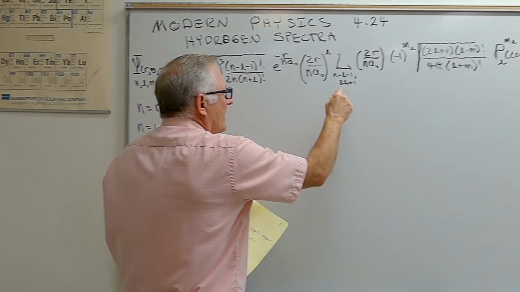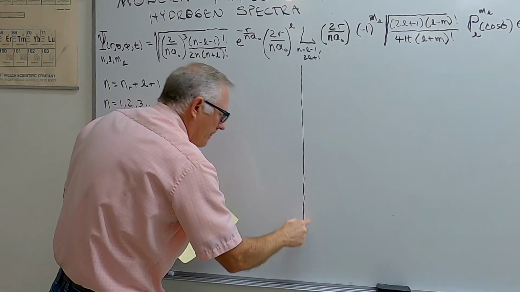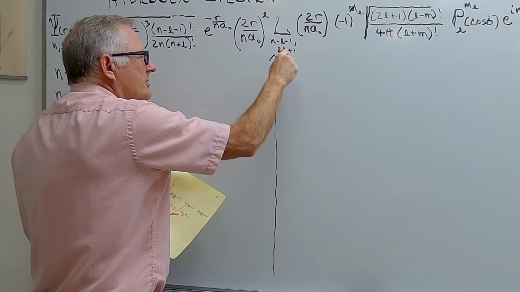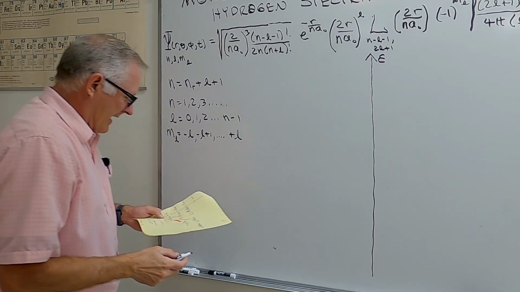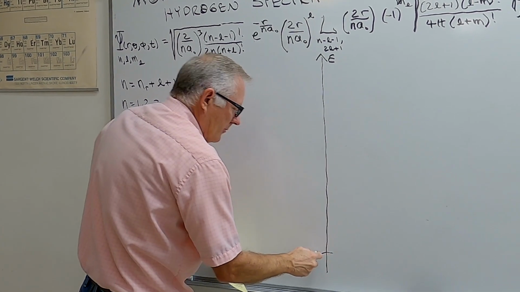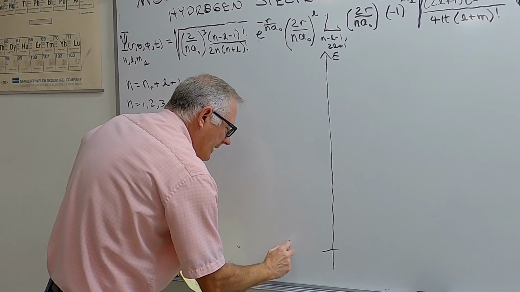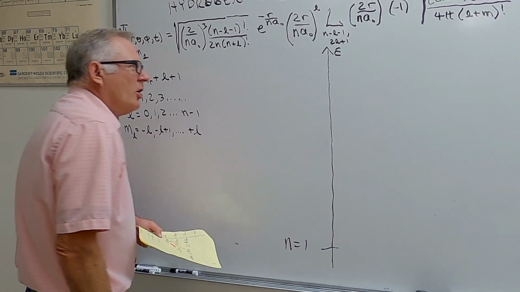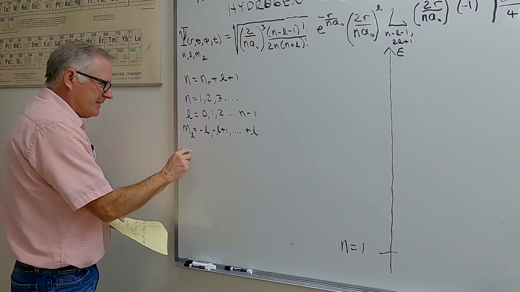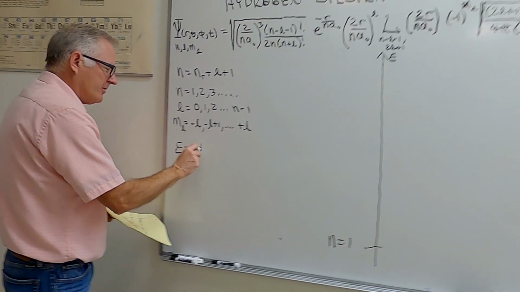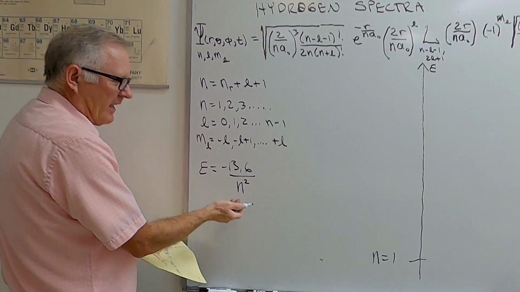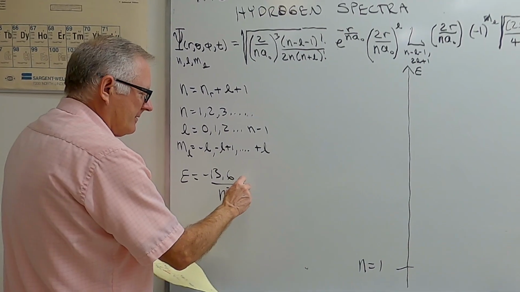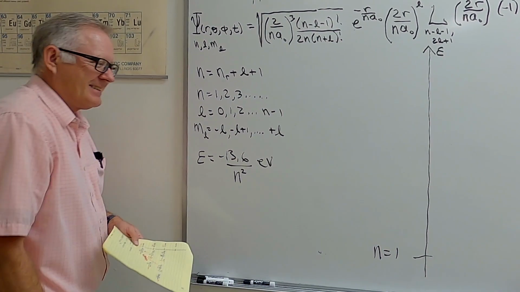So if we were to look at our energy diagram, this is energy right here. And our lowest state would be where n equals 1. So right there, this is n equals 1. We know what that energy is. That energy is equal to minus 13.6 all over n squared. Well, if n is 1, it's just minus 13.6 eV.